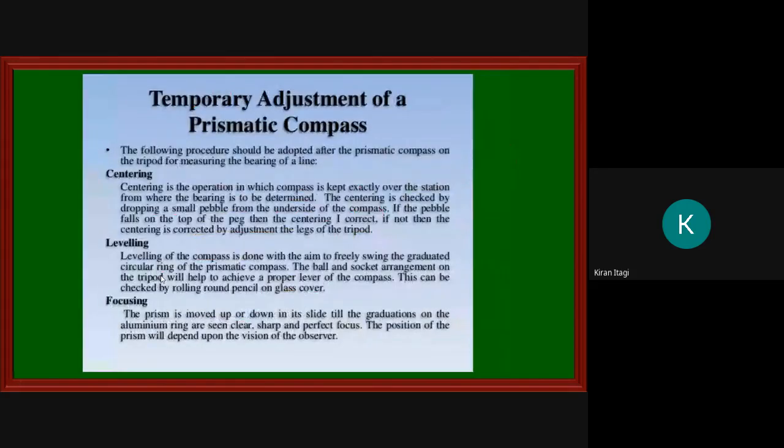We will see this simultaneously: the temporary adjustment of a prismatic compass. Before taking the reading, I will draw the diagram. This is my compass, and this is my tripod stand.